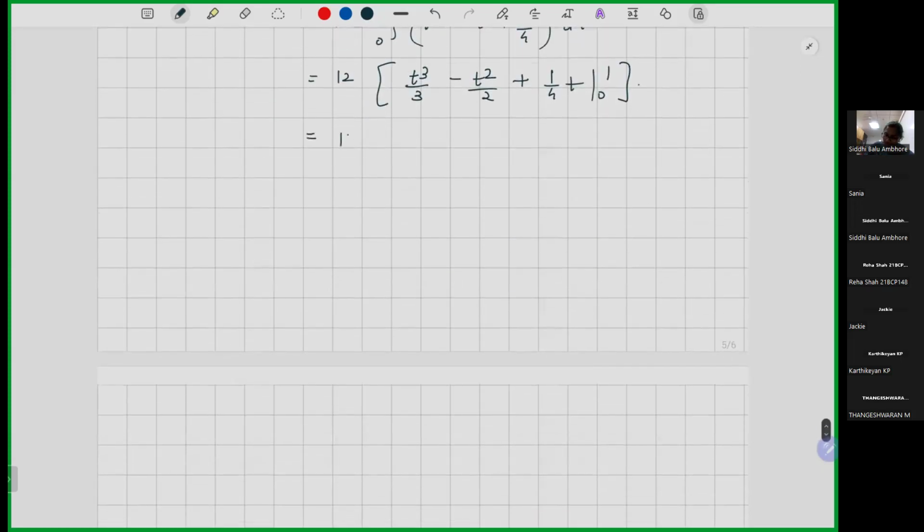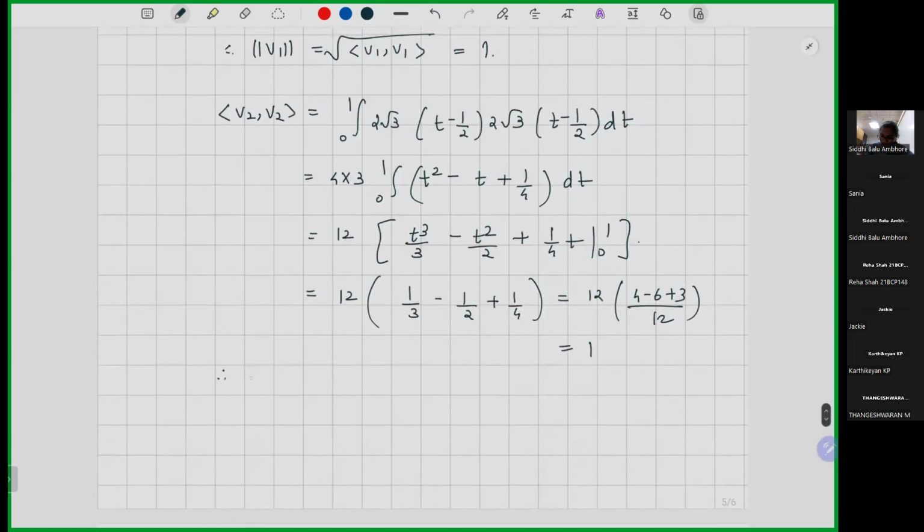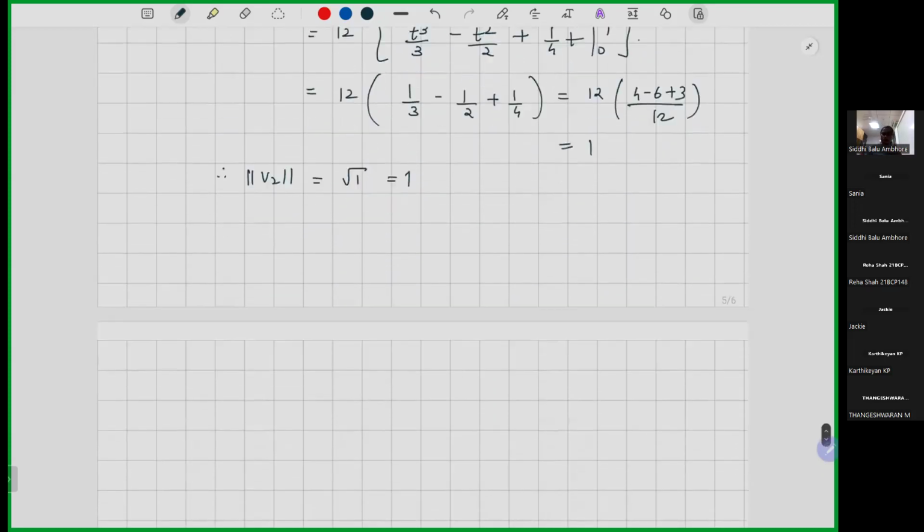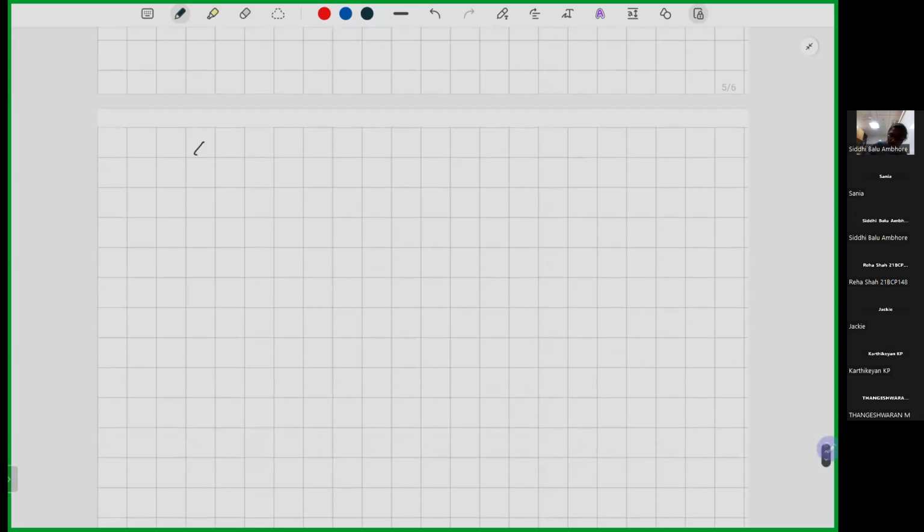which is 12 into 1 by 3 minus 1 by 2 plus 1 by 4. And if you calculate this, it will be 4 minus 6 plus 3 by 12, and which will give us 1. So therefore, norm of V2 is square root of 1, which is 1. So V1 and V2 have norm 1. And now we'll check for V3.